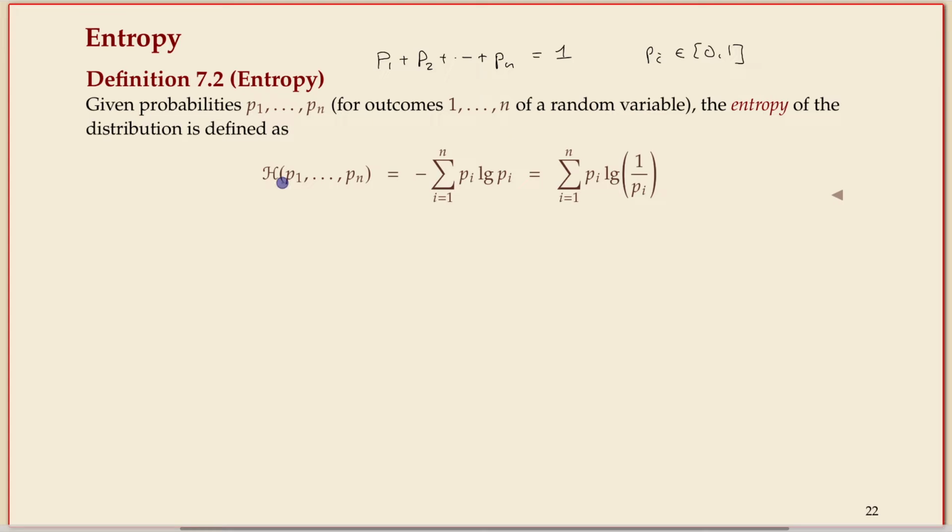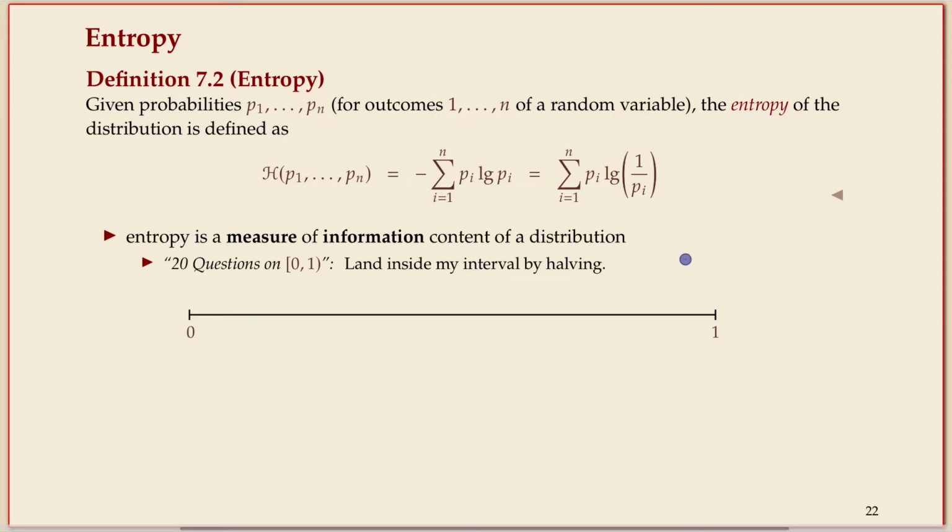And the entropy is defined for the distribution, so it depends on these probability weights. And it's just this sum. We sum pi times log of pi, logarithm to the base of 2, with a minus in front. Or, this is the formula I think is a little more intuitive, so I would like you to keep this one in mind: pi times log of 1 over pi.